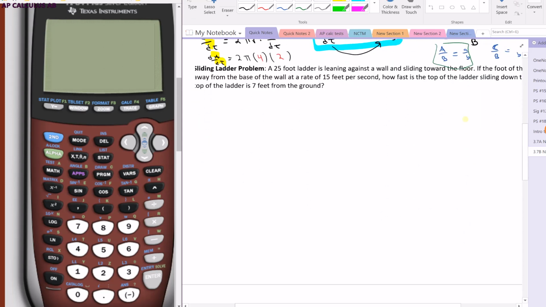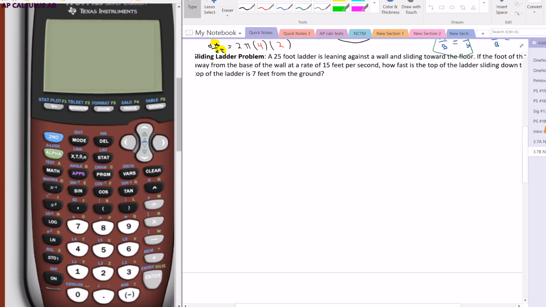This one is a sliding ladder problem. The idea is you have a wall. You can do this many different ways, so I'm going to draw it this way. You have a wall like this, and there's this ladder leaning up against the wall like this. And this ladder is going to start falling down. As it falls down, the base moves out. And we want to know the rate of change of one of those sides.